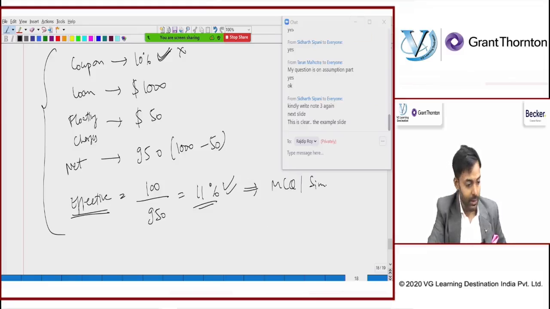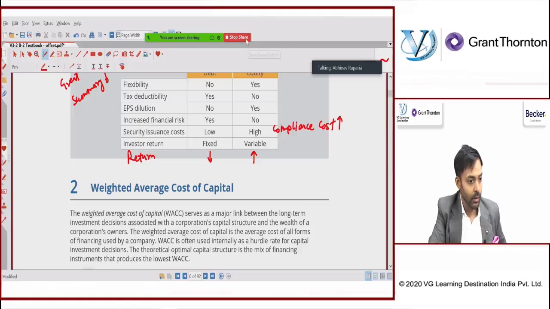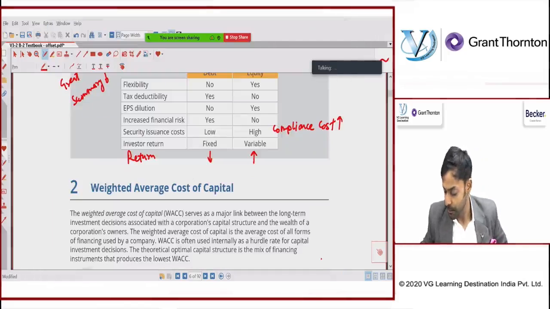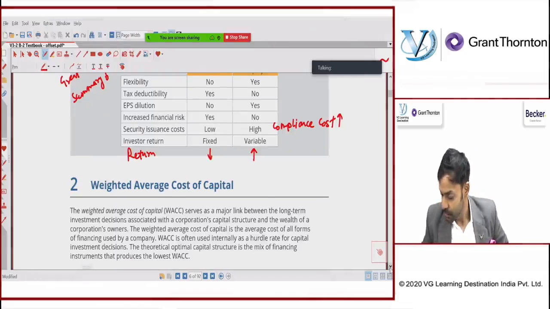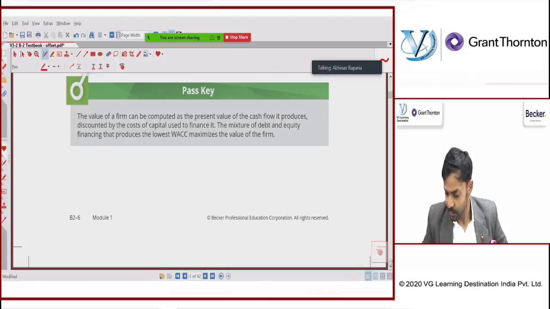Okay, let's start and go to the book and let's read from the book. Okay. Weighted cost of capital, we'll do it later.